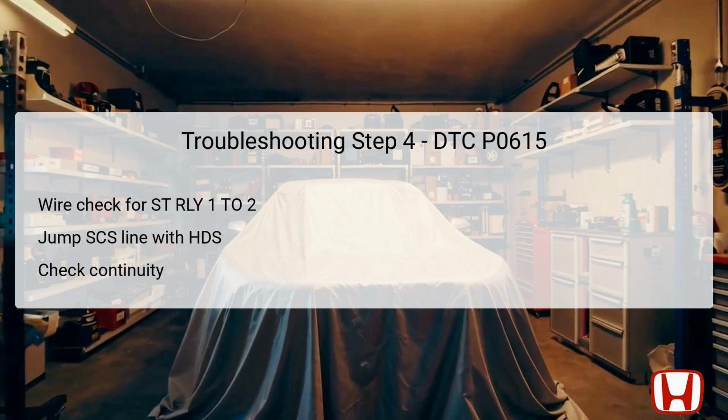Step 4 involves conducting an open wire check, specifically for the STRLY 1-2 line, which is essential for confirming the integrity of the relay circuit. Start by turning the vehicle to the off-lock mode, ensuring all systems are deactivated. Afterward, use the HDS to jump the SCS line, allowing for comprehensive diagnostics of the circuit.